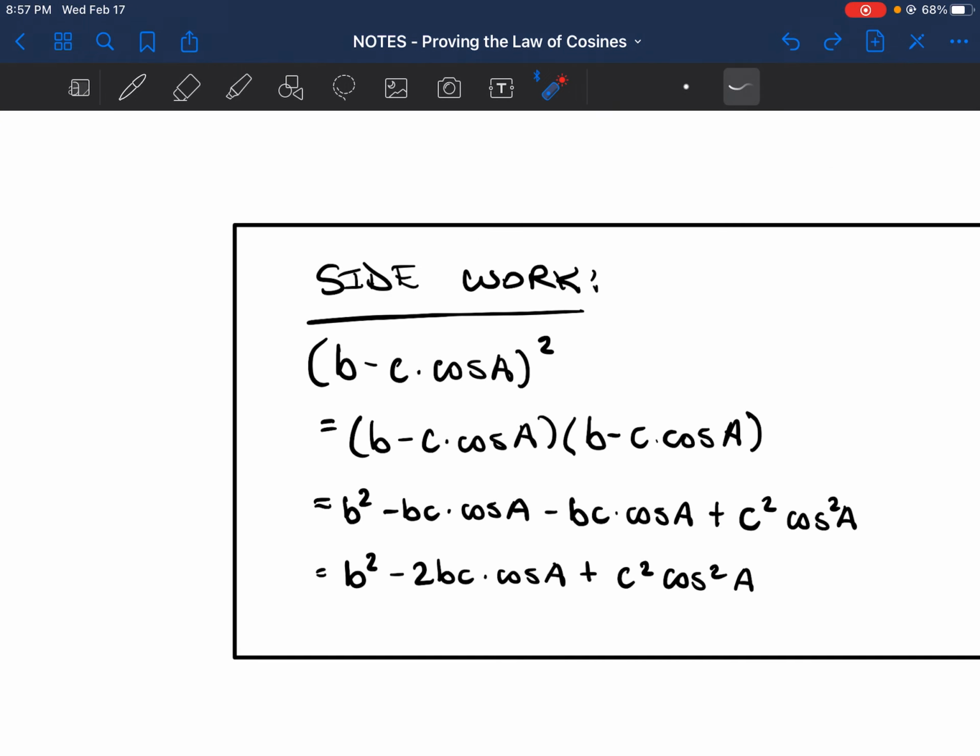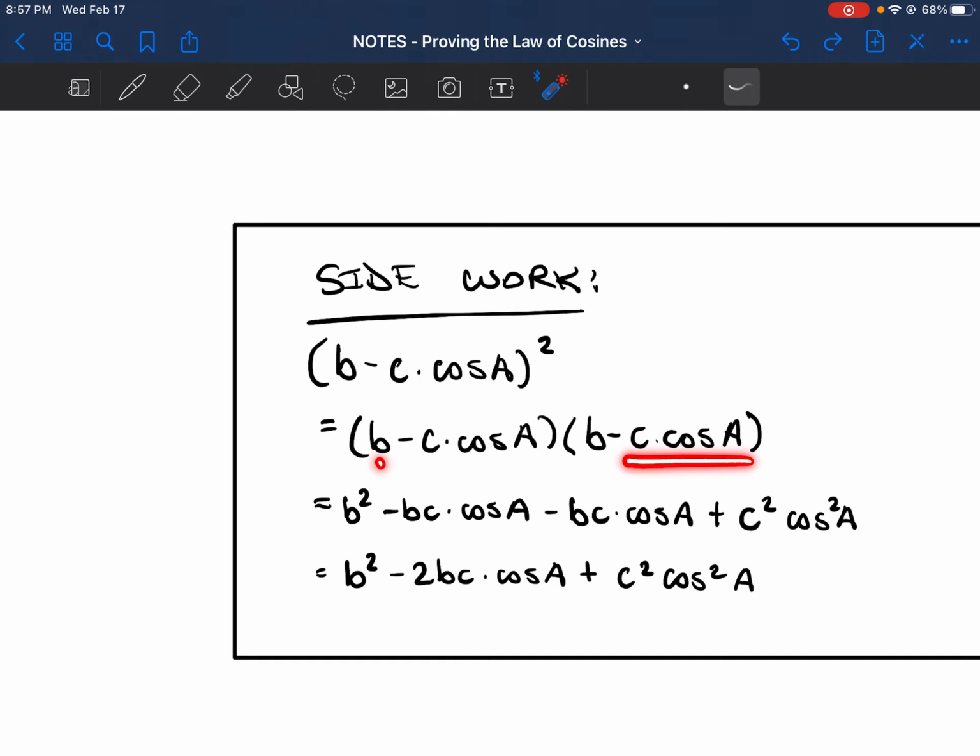All right, so here I did some side work to calculate that. (b minus c times the cosine of A) squared. Let's go ahead and expand it: (b minus c times the cosine of A) times (b minus c times the cosine of A). I went ahead and FOILed, so b times b is b squared.